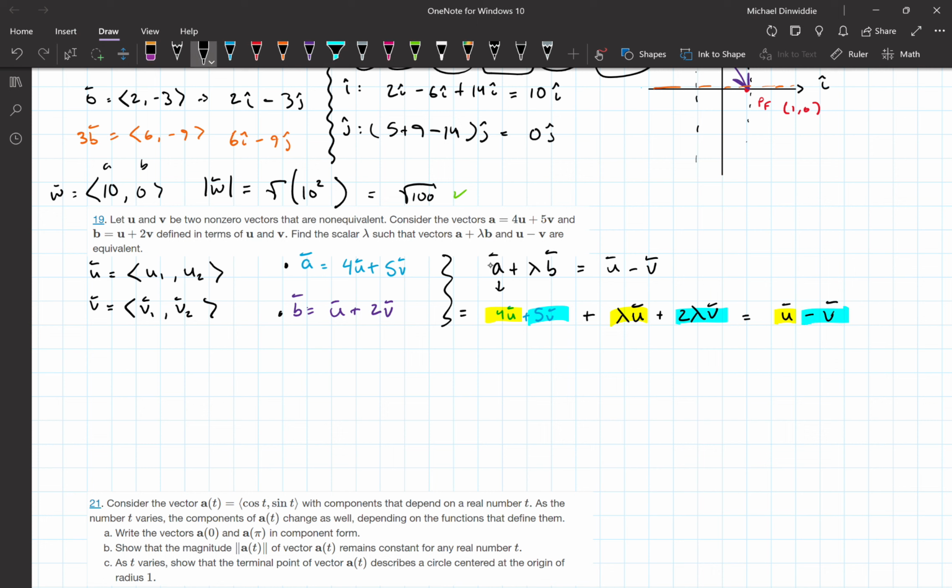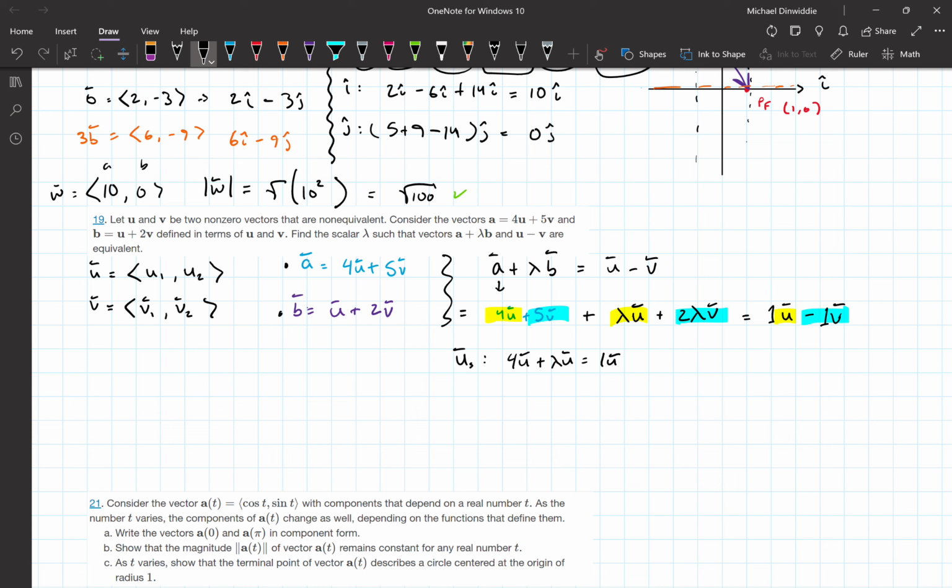Pay attention to that, right? This is the best way to think about this: let's think about this equation as 1u minus 1v, or plus negative 1v. And if you think about things like that, it's going to become pretty clear what we're about to do. So what we're going to do is, looking at the u's first, we're going to have 4u plus lambda u is equal to 1u.